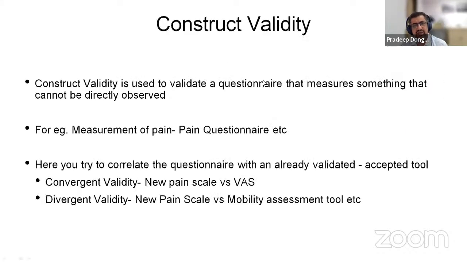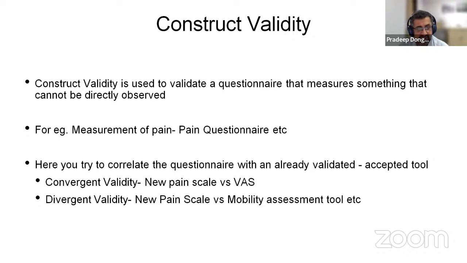That is about content validity. Next, coming to construct validity. Construct validity is used to validate a questionnaire that measures something that cannot be directly observed. For example, pain. You cannot observe pain. You can only question the patient about pain, and it's a subjective phenomenon. So you can have a pain questionnaire. Only thing is, how do you do the construct validity for it? You take a validated pain assessment tool, for example your VAS score or your NRS score, and you correlate your questionnaire with that already validated existing method of assessing pain.